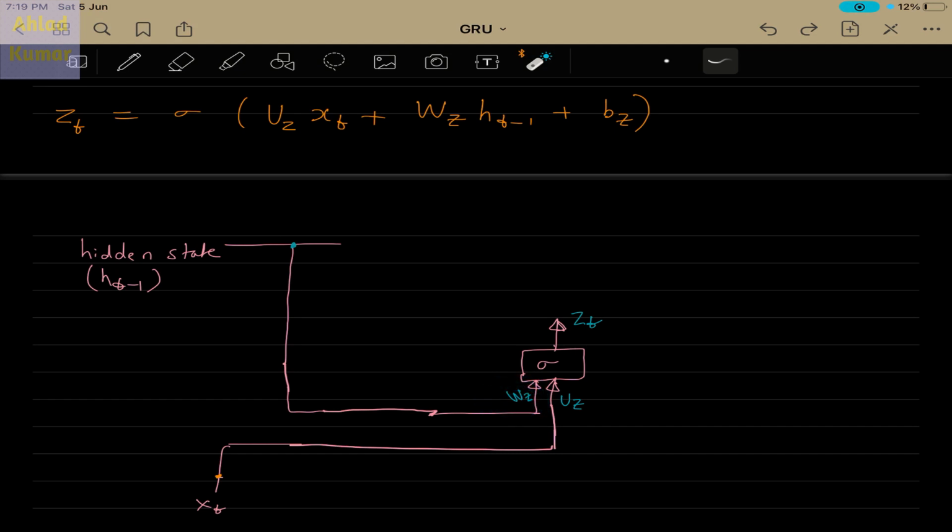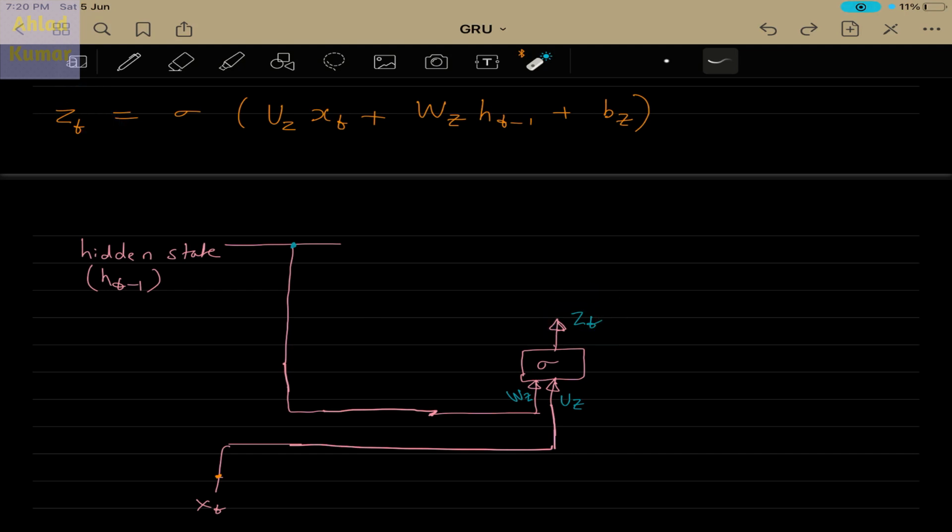The second term you have is Uz xt. Here Uz is the weight matrix that connects the input to the hidden layer here. So that's why we have Uz xt, and both of them are added. Both of them are input to this hidden layer here. Once you have this, you can pass it through the non-linear sigmoid, that is sigma, and the output of this layer is zt, which is given over here. So this zt is this zt here.